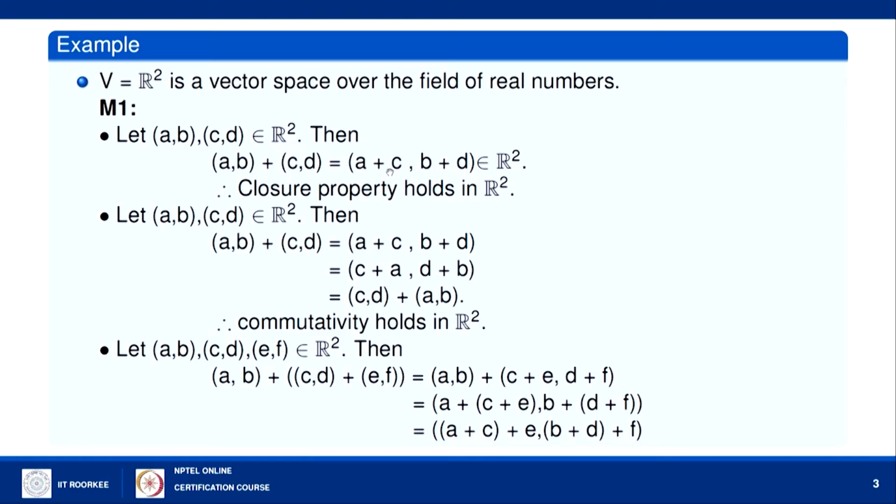Again a plus c is a point in R2, which is x coordinate of a point in R2. Similarly, b plus d is the y coordinate of a point in R2. So, if you add these 2 points, again we are getting a point in R2. So, we can say that closure property holds in R2. Similarly, if I take again (a, b) plus (c, d), it is equal to (a plus c, b plus d).